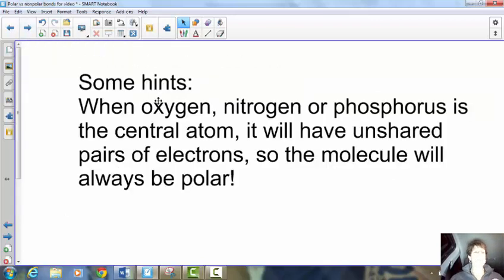I have another hint here. When you have oxygen, nitrogen, or phosphorus as the central atom, it's always going to have unshared pairs of electrons. So the molecule that it's a part of is always going to be polar.